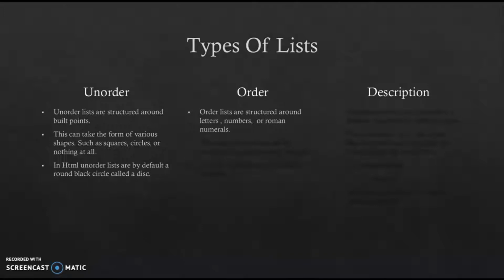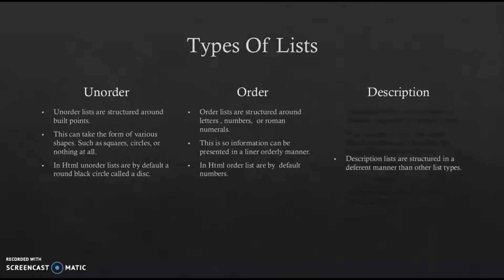The second type is called ordered. Ordered lists are structured around letters, numbers, or Roman numerals. This is so information will be presented in a linear, orderly manner. In HTML, ordered lists are by default numbers.